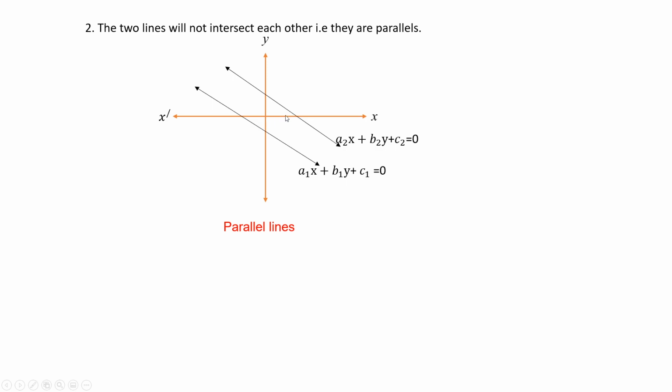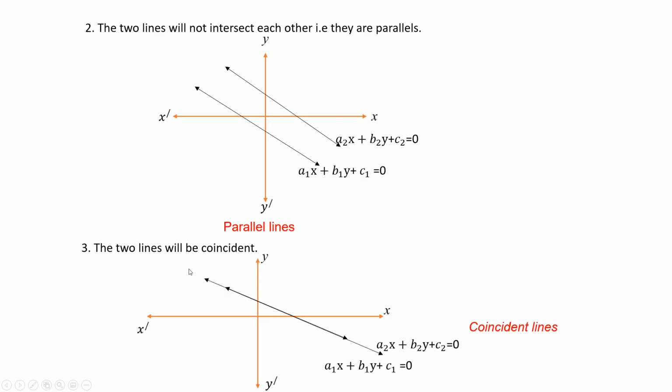When we draw both the lines in a graph, the distance remains the same. Here in this figure you can see a1x plus b1y plus c1 is equal to 0 and a2x plus b2y plus c2 is equal to 0 are drawn in this plane. These are called parallel lines. And the last possibility, the two lines will be coincident. Coincident means overlapping, the overlapping of two lines. When we draw this in a figure, we will see that both lines a1x plus b1y plus c1 is equal to 0 and a2x plus b2y plus c2 is equal to 0 are coincident lines, that is, one upon another, overlapping.